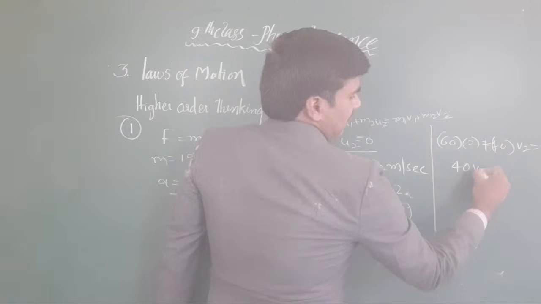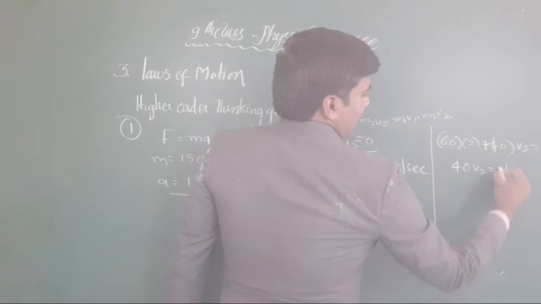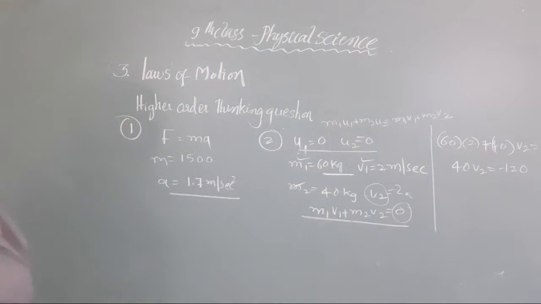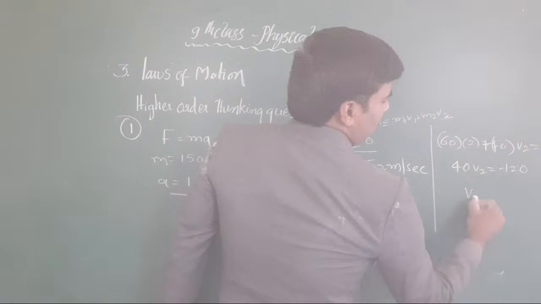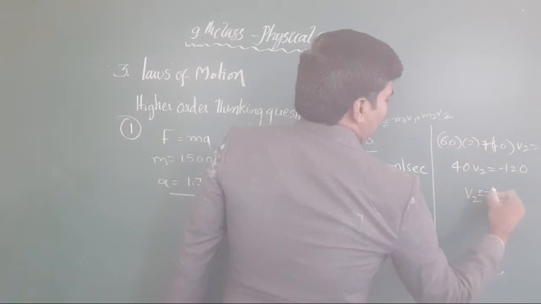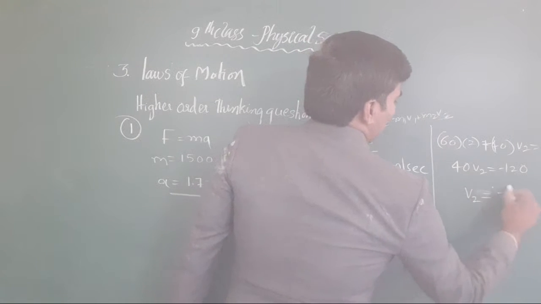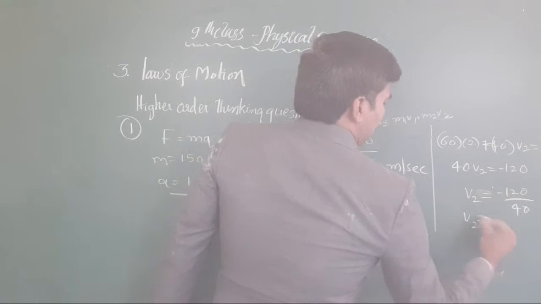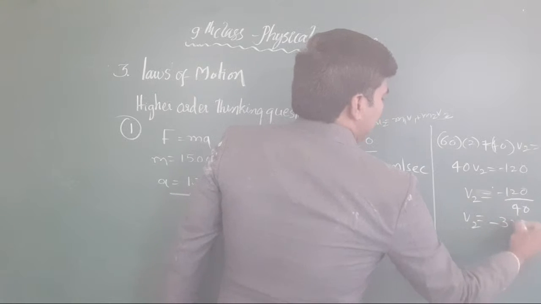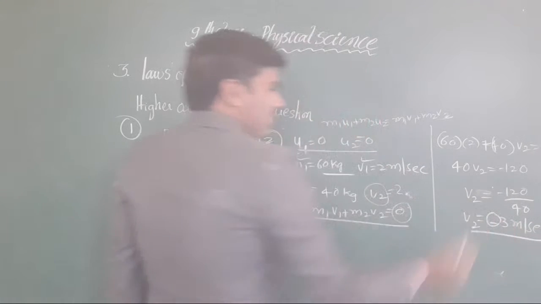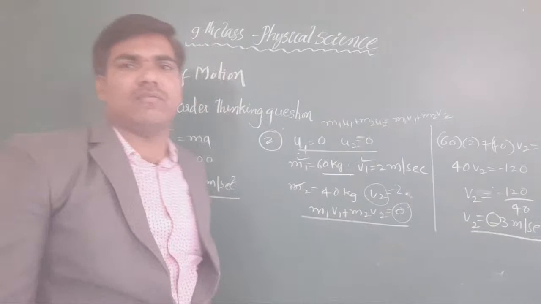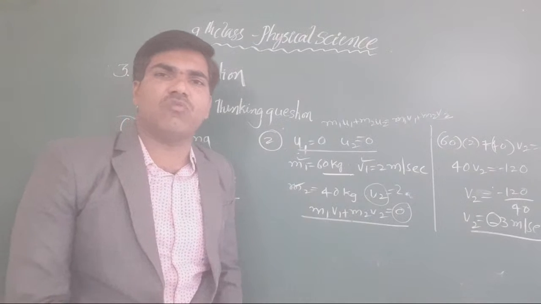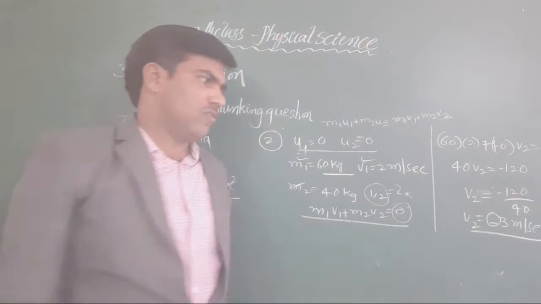Now that is 40 into v2 is equal to minus 120. We write it as minus 120. Here automatically v2 is equal to minus 120 by 40. So v2 is equal to minus 3 meter per second. The minus indicates opposite to the direction. Okay, got it? In this way we have to go with our answer.